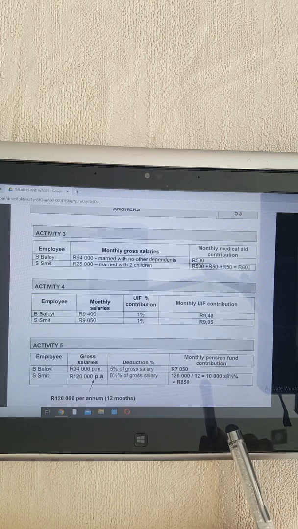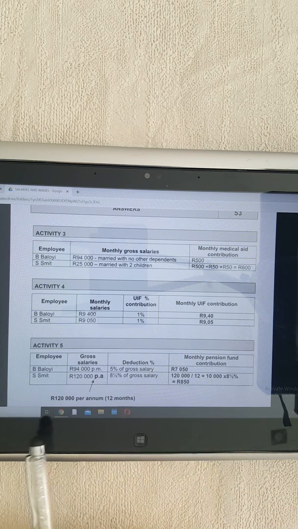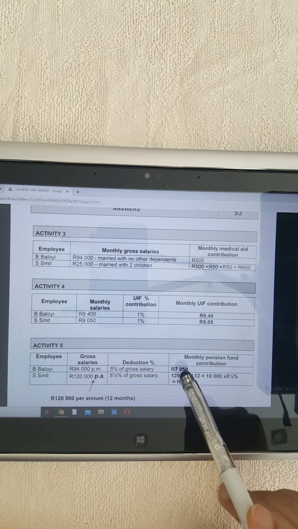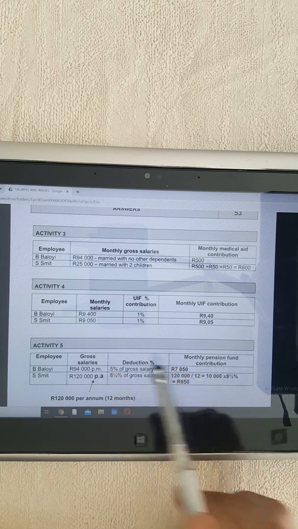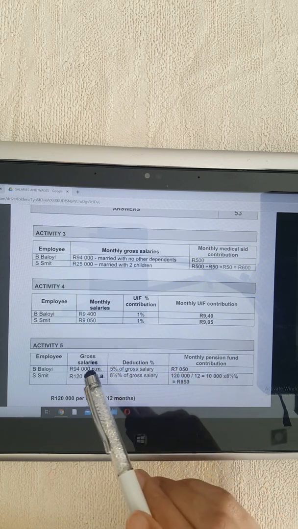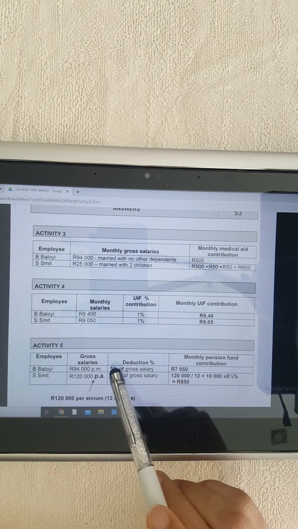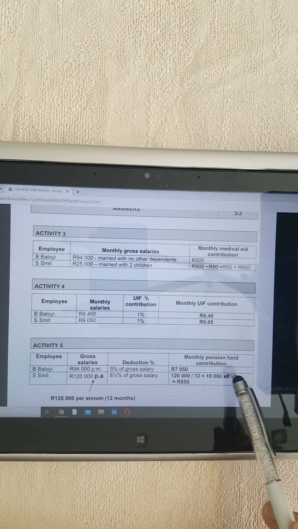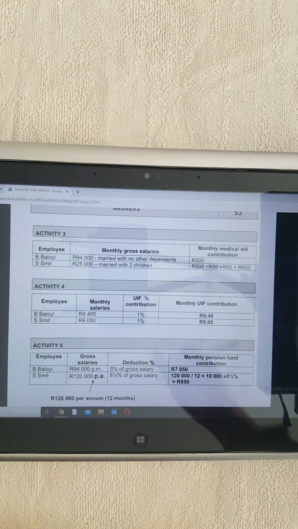Okay, and then I just want you to take a note of this one, 94,000 Rand. This answer is incorrect or the percentage is incorrect, so don't use it to study. The answer is 4,700 here. You're just taking 5% of that. And this is the 120 where you've divided it by 12 and you're multiplying it by 8.5%.